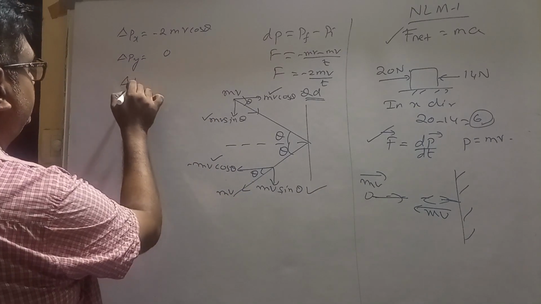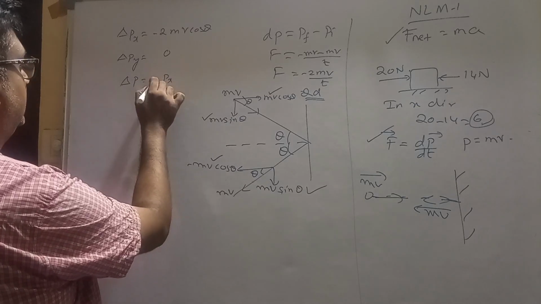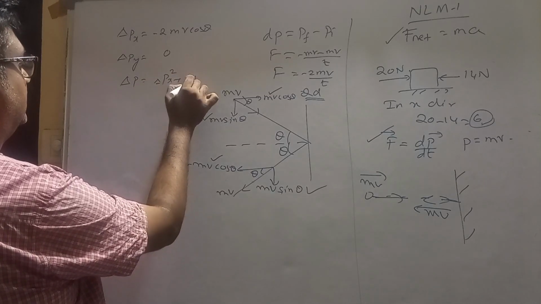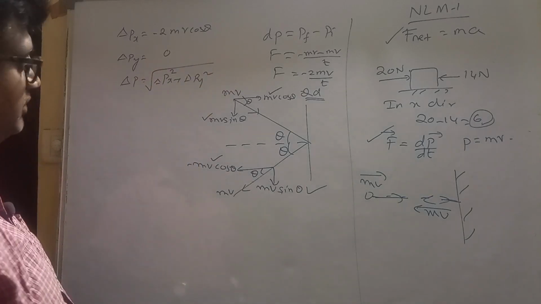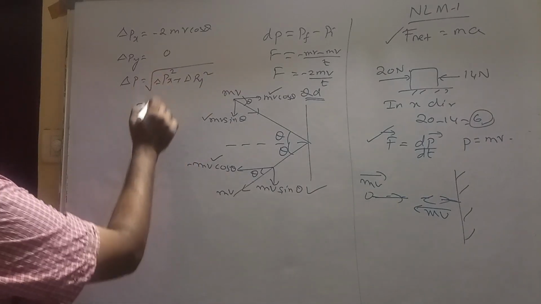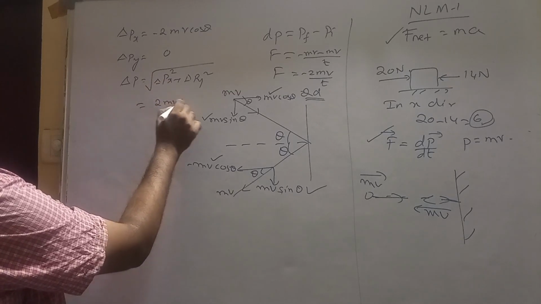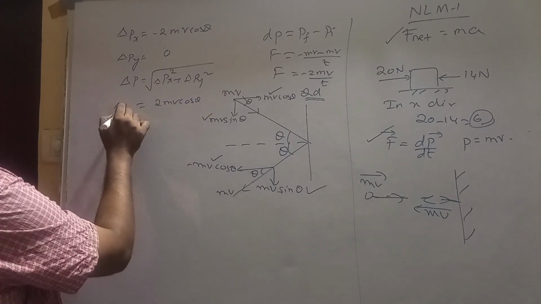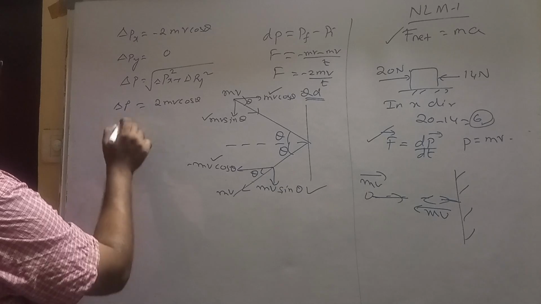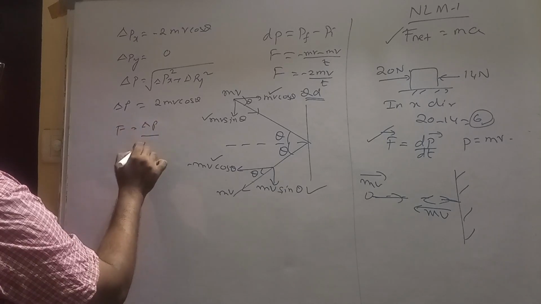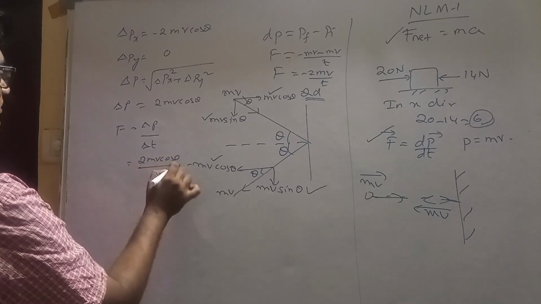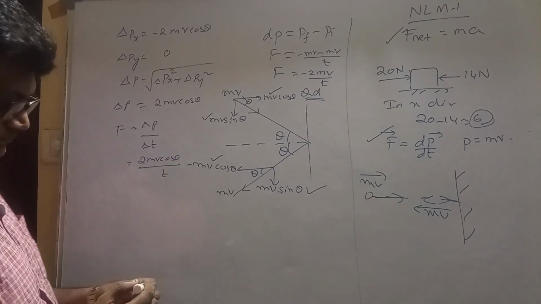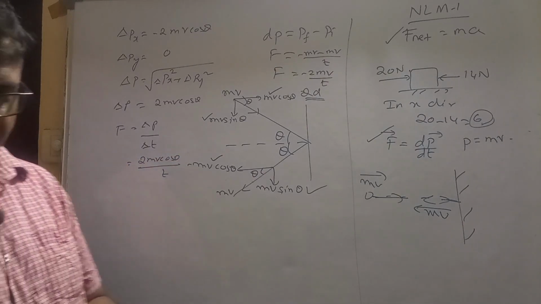Delta p would be equal to the square root of delta px squared plus delta py squared. This is your parallelogram law formula. So here you will get 2 mv cos theta. The force would be delta p by t, which is 2 mv cos theta by t. Let us move on and see some more concepts.